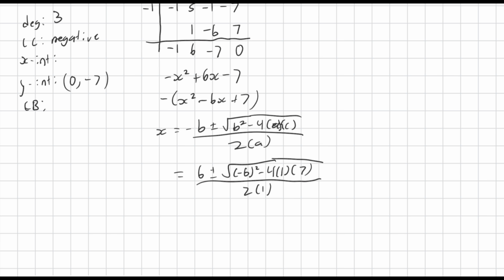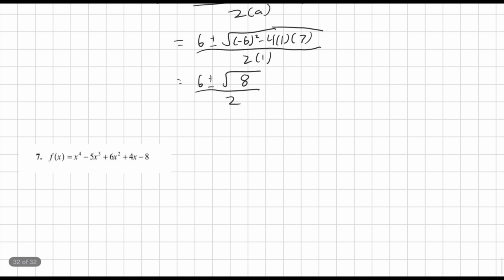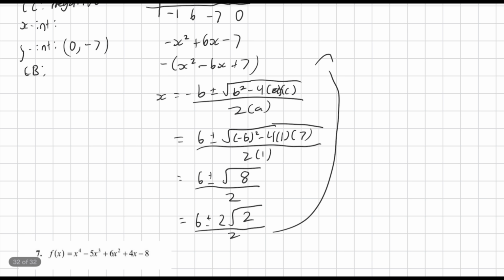So -6 squared is 36. Take away 4 times 7. 4 times 7 is 28. So 36 take away 28 is going to end up being 8. And 4 times 2 equals 8. So we can rewrite this as 6 plus or minus 2, 2 over 2. We have to bring this up here. So now we can simplify the 6 and simplify the 2. So we get x equals 3 plus or minus square root of 2.